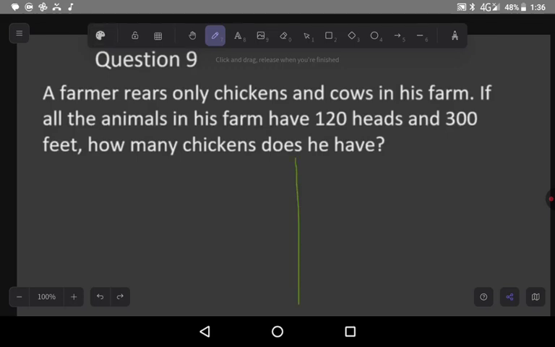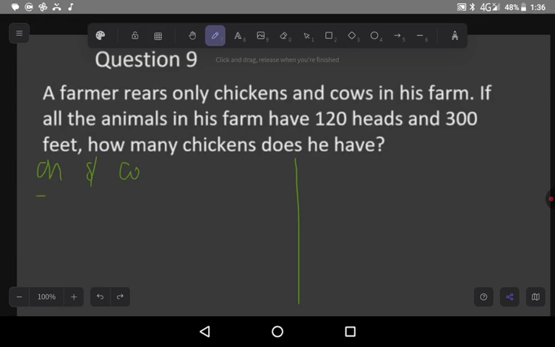Okay, a farmer rears only chickens and cows, right? So let chickens be CH and cows be CO, right? Good. Now they said if all the animals in his farm have 120 heads and 300 feet.